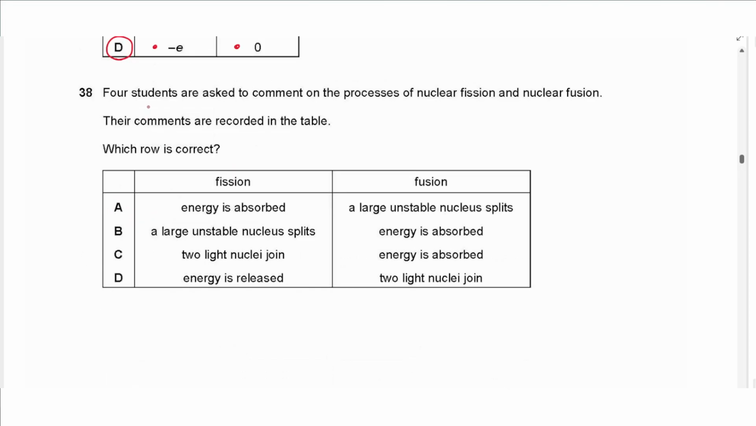Question 38 says 4 students are asked to comment on the process of nuclear fission and nuclear fusion. Their comments are recorded in the table. Which row is correct? Energy is absorbed? No. A large unstable nucleus splits in fission? Yes. 2 light nuclei join? No. Energy is released? Yes. For fusion, a large unstable nucleus splits? No. Energy is absorbed? No. 2 nuclei join together? Yes. So the answer is D.